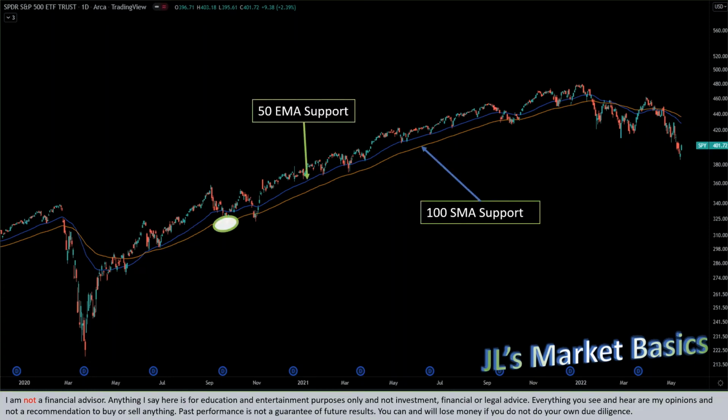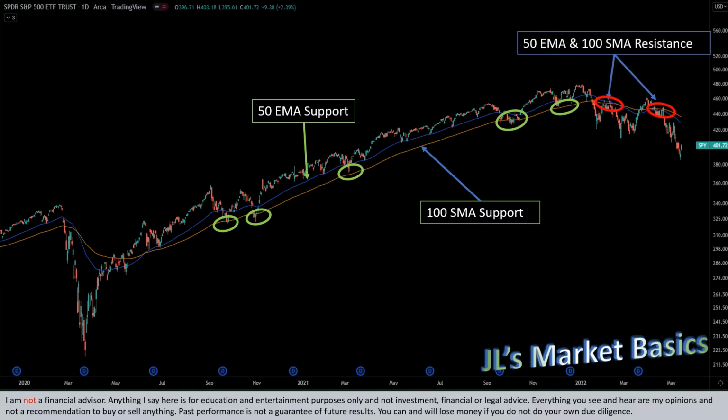For example, here we can see that after the 2020 sickness crash, the SPY bounced off the 50 EMA or the 100 SMA for a period of approximately 18 months. But once price moved significantly below these moving averages, they began to act as resistance.